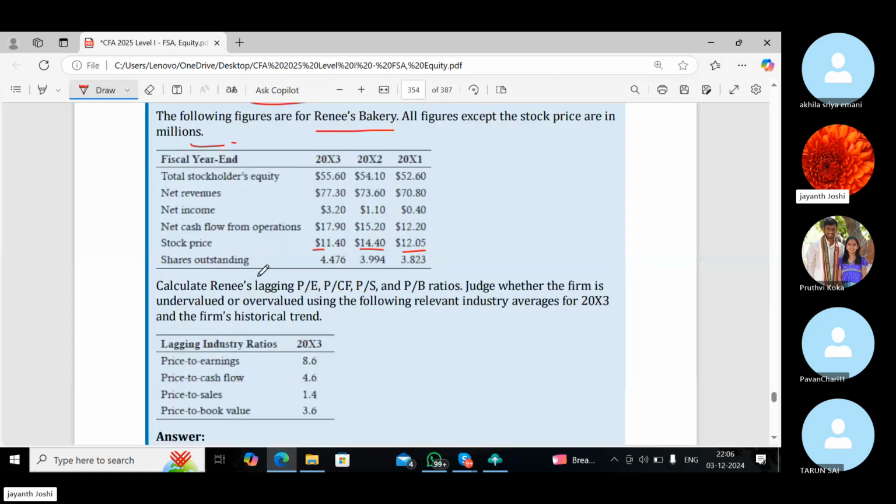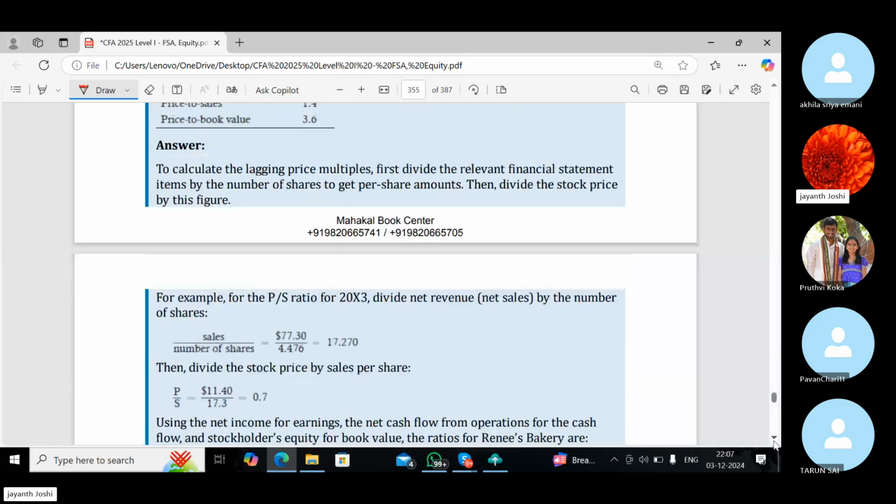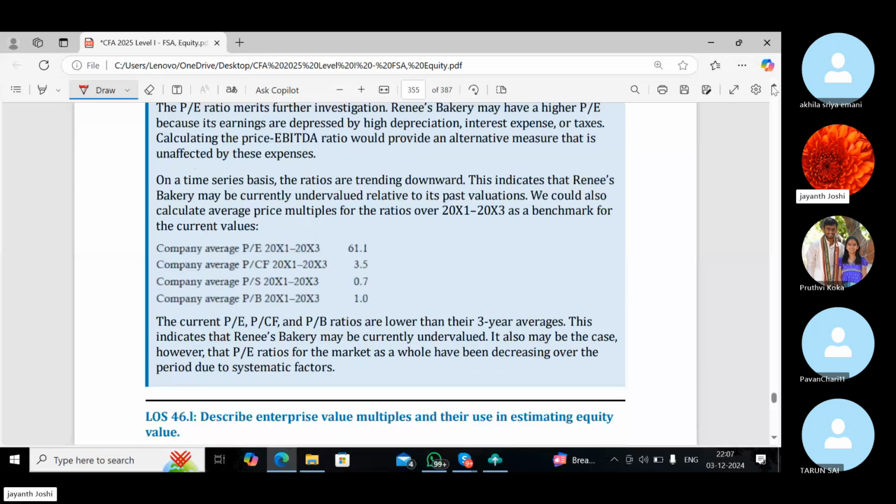They are asking you to find out Reni's lagging ratios. Calculate Reni's lagging price to earnings, price to cash flow per share, price to sales per share, and price to book ratios. Judge whether the firm is undervalued or overvalued using the following relevant industry averages for 2003 and the firm's historical trend. You can find the data is given. These are the actual ratios. You calculate Reni's ratios, and once you calculate them, then we will see what is to be done.